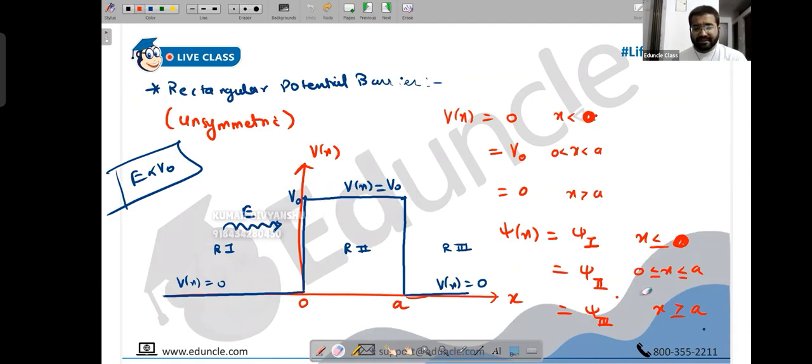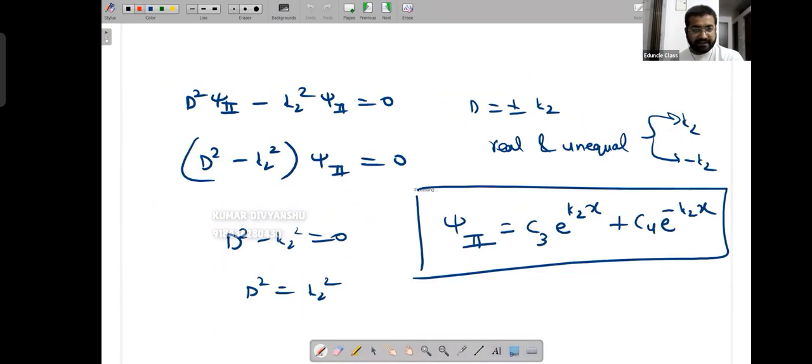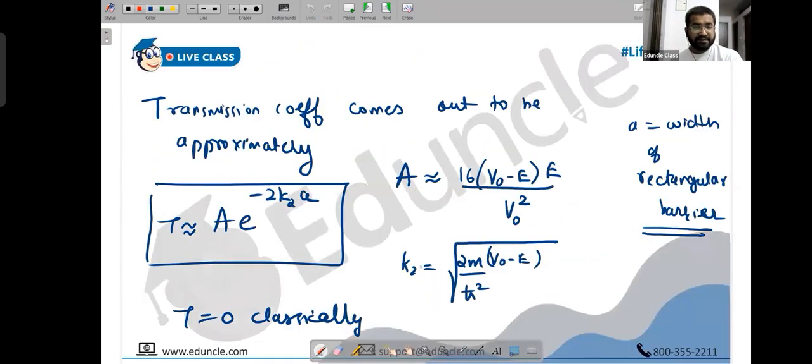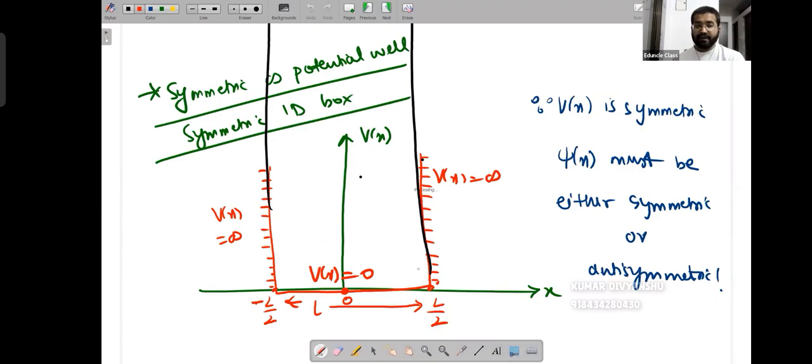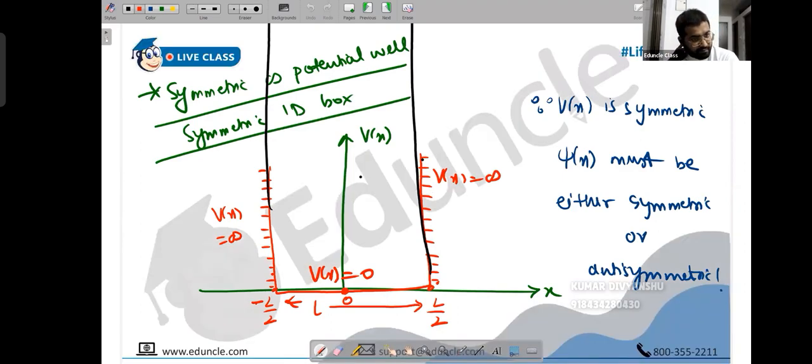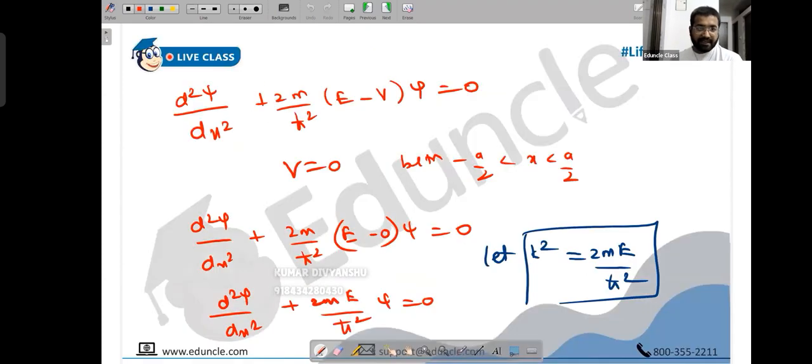Sorry, not this one. Where is that one, the infinite one that we took? This is fine. This one, the symmetric infinite potential well, the 1D box. Go to that page for the first class, the evening class. There is a small error that we have made out of happiness. So here I think we have written this.